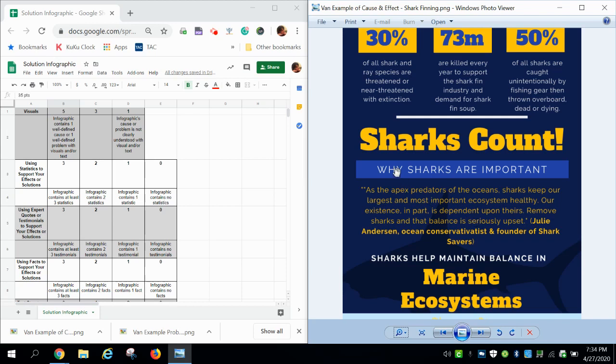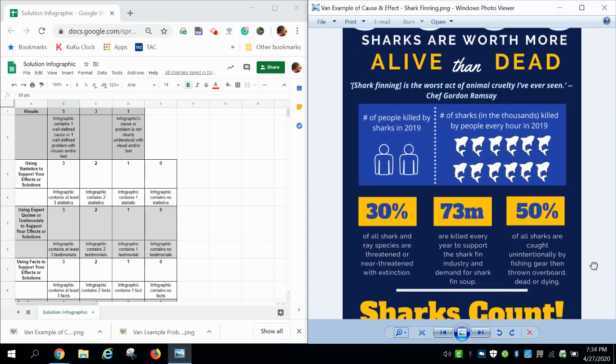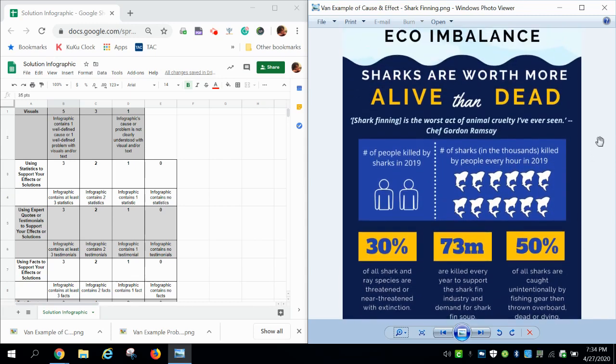And this quote explains why sharks are important. And this is by Julie Anderson, ocean conservationist and founder of Shark Savers. Clearly somebody who's qualified in giving her opinion about sharks, saving sharks. And up here, shark finning is the worst act of animal cruelty I've ever seen. Chef Gordon Ramsay. You might be thinking, how is Chef Gordon Ramsay an expert in the field? Well, the reason why sharks are being killed is because of their fins. People in the Far East eat fin soup. So they chop off the fins and then they throw the sharks back in the ocean and they die.